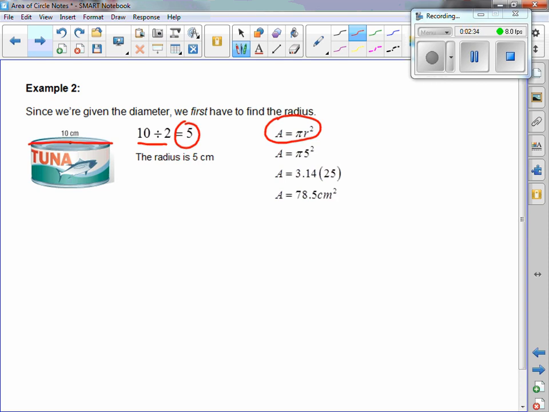That's probably one of the most important parts, is making sure that you're using the radius, even if they try to trick you by giving you the diameter. So again, pi times radius squared, 5 squared is 25. So the value of pi, 3.14, times 25, and they probably rounded the answer to the nearest tenth here, and they got 78.5 square centimeters, or centimeters squared.